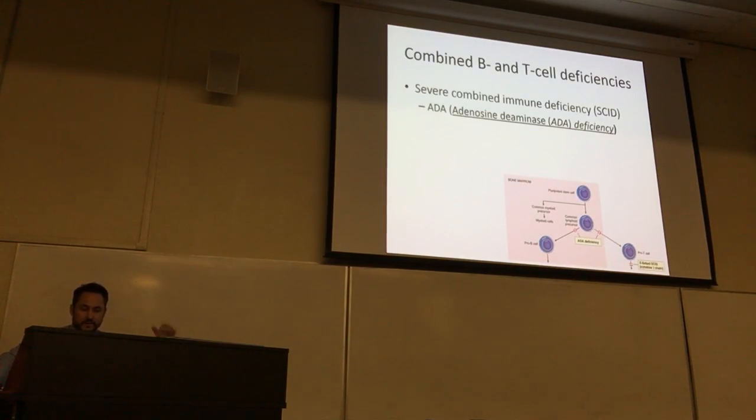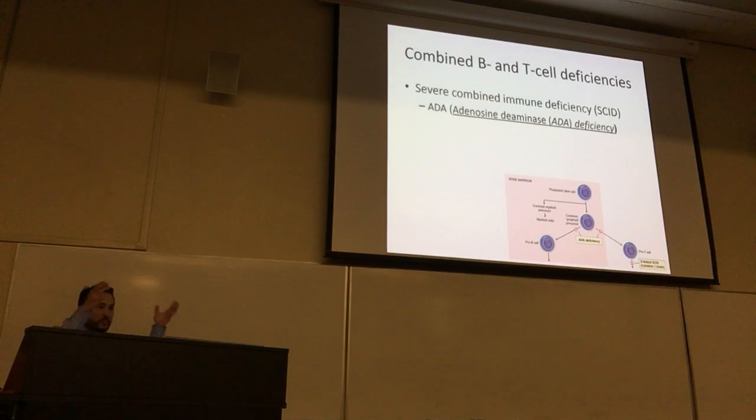And David Vetter suffered from this ADA deficiency, and he lived within a bubble within the hospital setting, and he wasn't able to have any human contact whatsoever. And he was one of the first popularized ADA deficiencies that we saw in the public media.